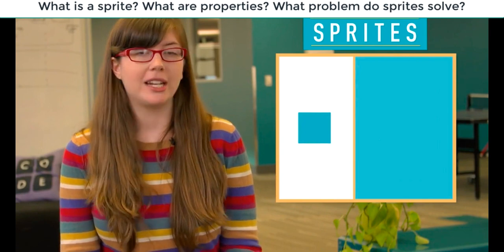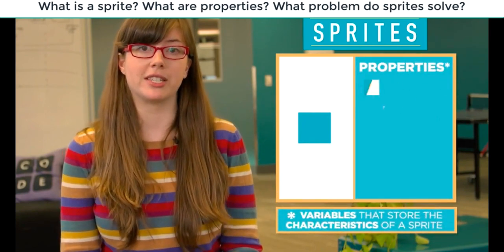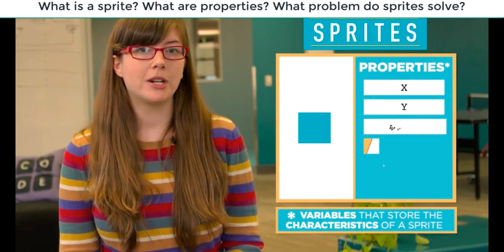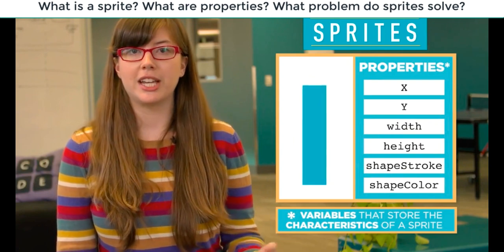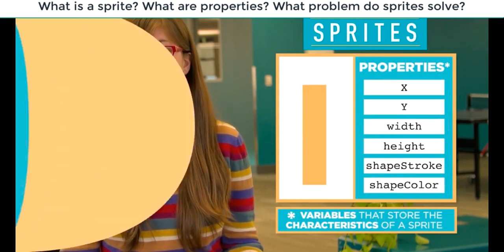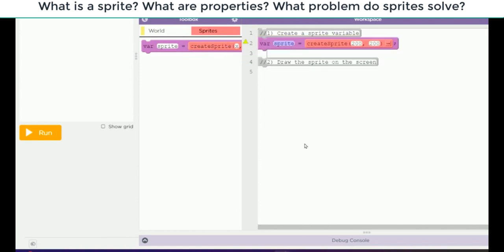When you make a sprite, it comes with properties, which are variables that store the characteristics of a sprite. Properties describe things like where the sprite's located on the screen, what it looks like, and what color it is. To create a new sprite, use the create sprite command. You can assign your sprite a label just like you would a variable.